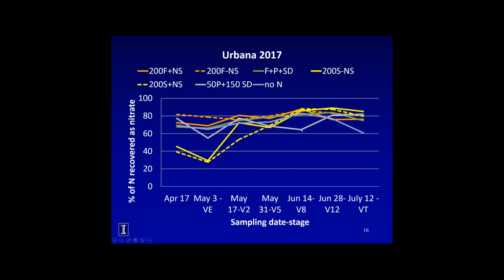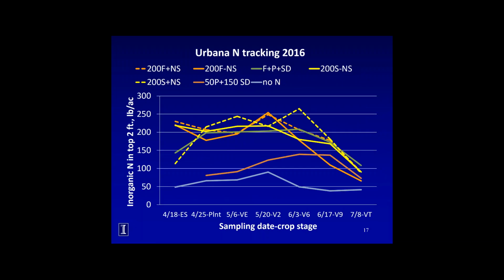The only exception here is the 50 pounds at planting and 150 at side dress. This would have been put on as side dress in late May. And because we're using UAN solution, we're putting on some ammonium. This is the amounts then from those treatments.